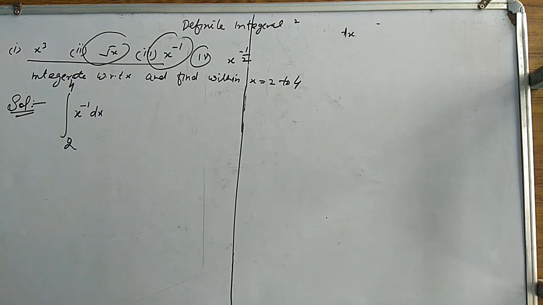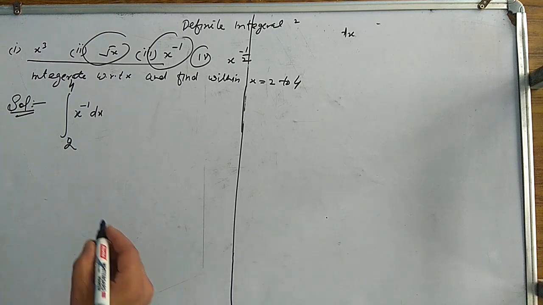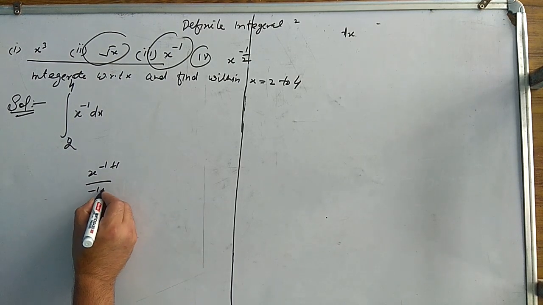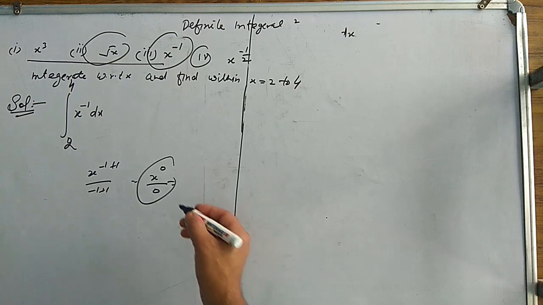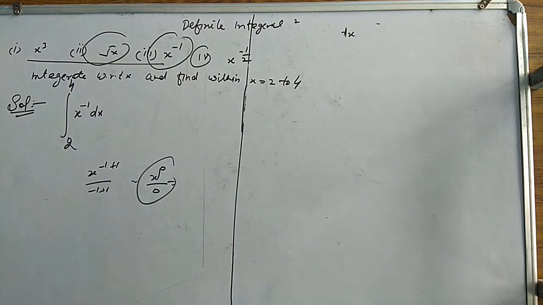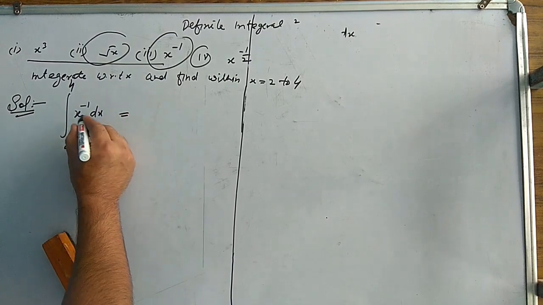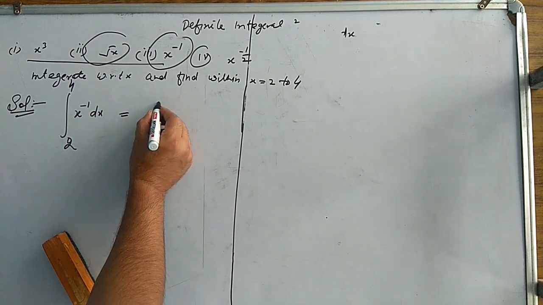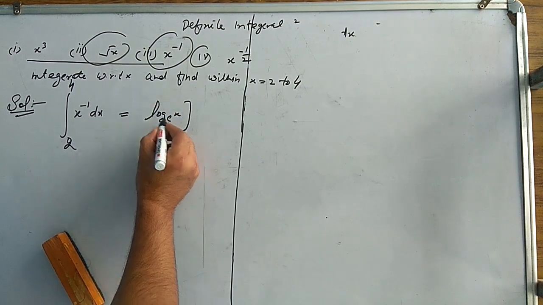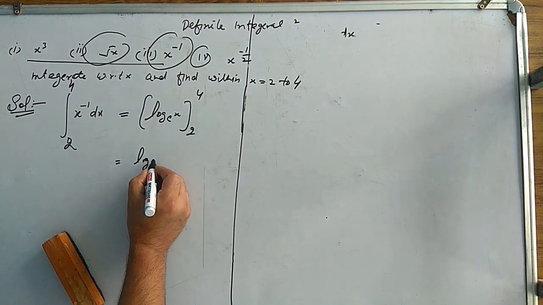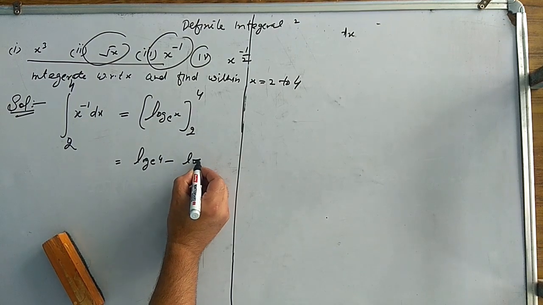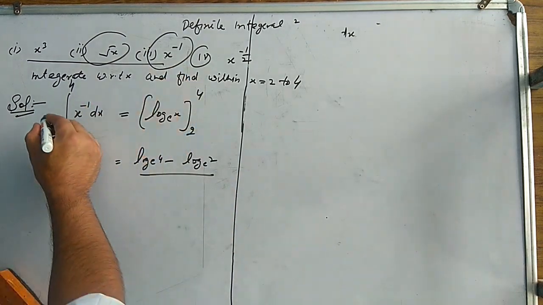Here the x to the power n formula we cannot apply, because if n is equal to minus 1 then that formula is not applicable. Why not? Look, if I apply x to the power n plus 1, nothing is obtained, this is 1 over 0, infinity, so the formula does not apply. Then what formula applies? The 1 over x one. This is 1 over x, then this becomes log x, log exponential x, limits 2 to 4. So upper limit log 4 minus lower limit log 2. So this is the answer. This is our third answer, right?